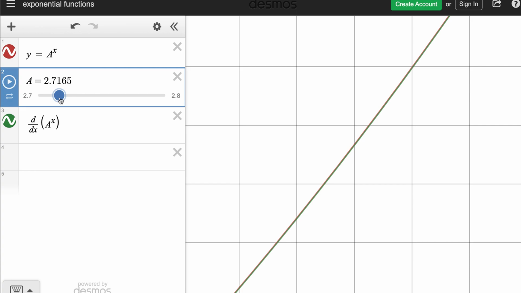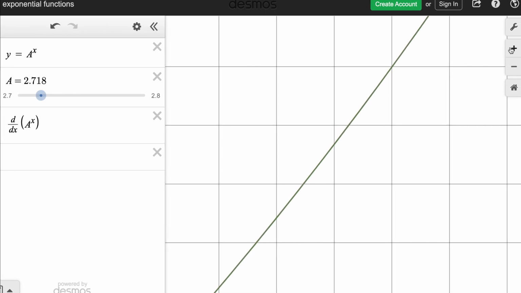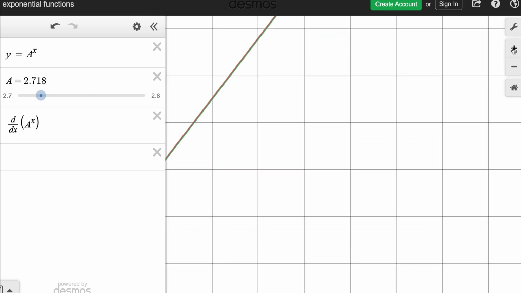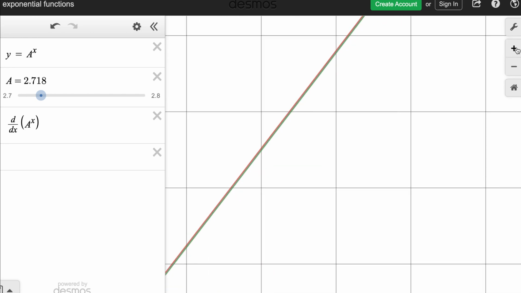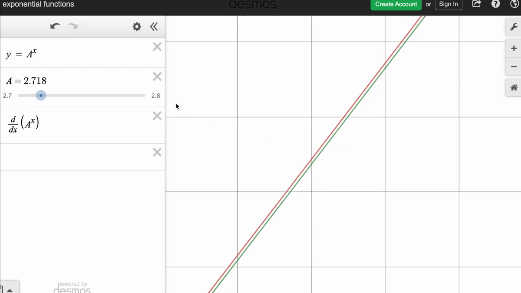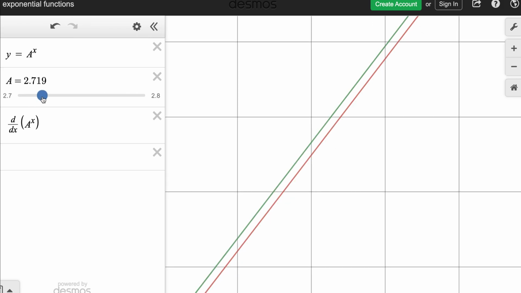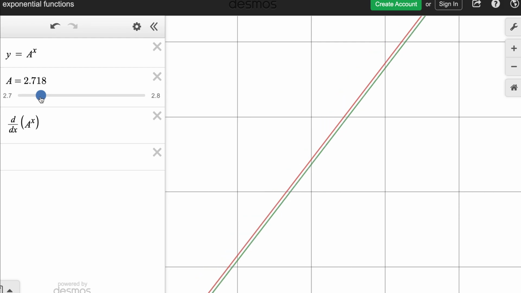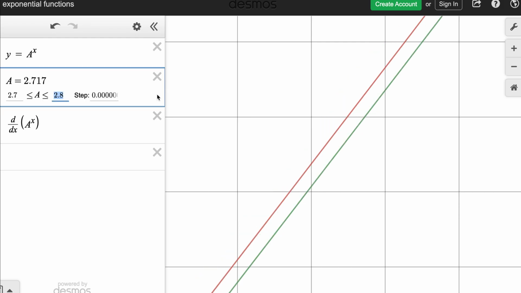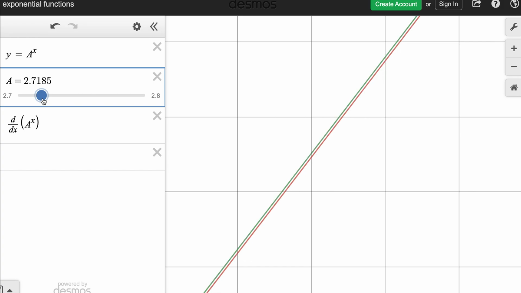.718. We need to zoom in a bit more. Let's see how good we can get this. You might recognise this number already. Oh, I don't think it's going to let me go any further. That's as good as I can get it, I think. Oh no.